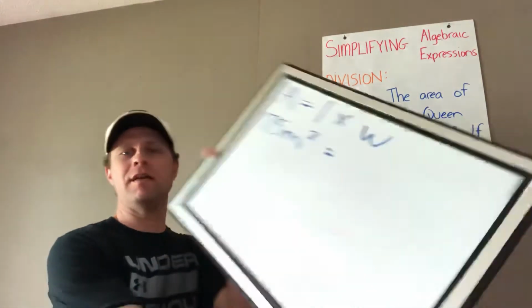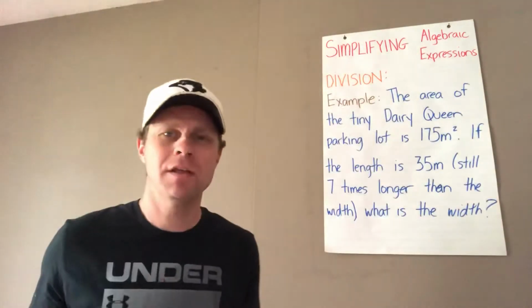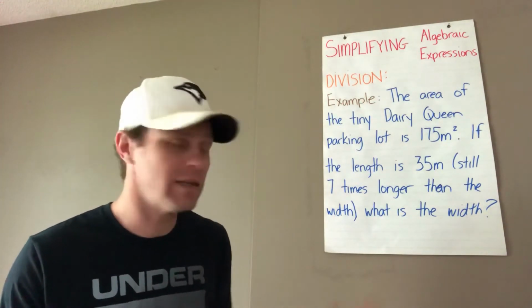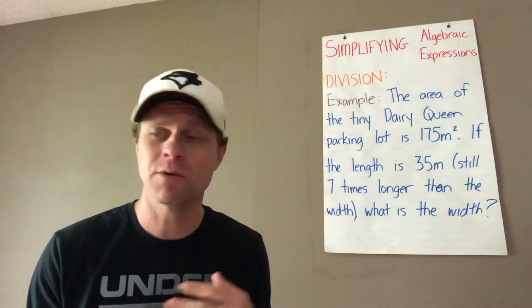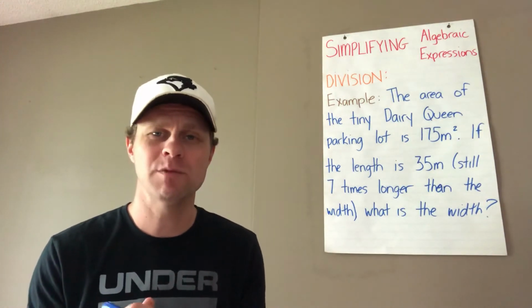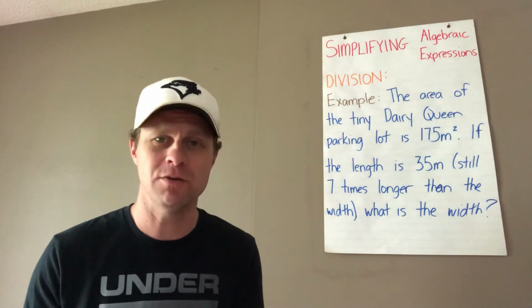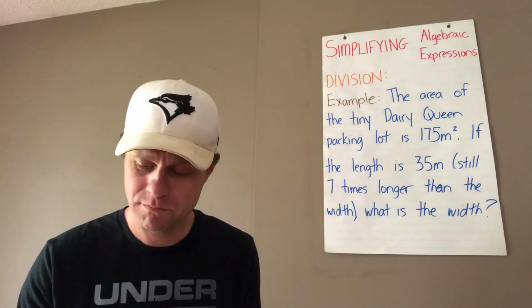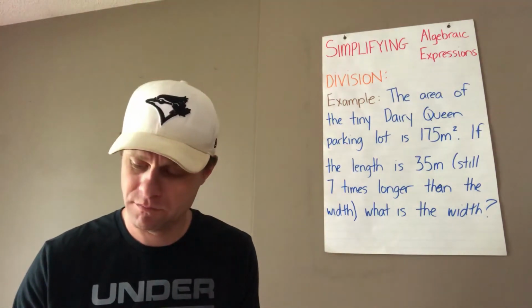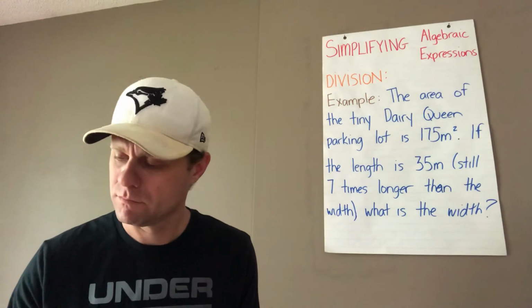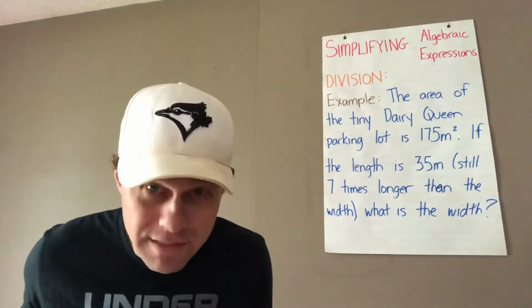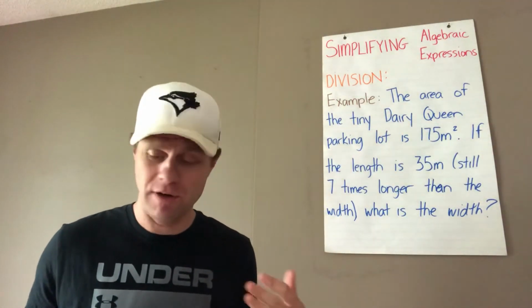Just like this. Okay? The other information that we already know is what? Well, in the question, it tells us what the length is. So in our A equals length times width formula, we're going to substitute the 35 meters in for L. But we still have the W variable on its own. So we need to figure out what the value of W is.